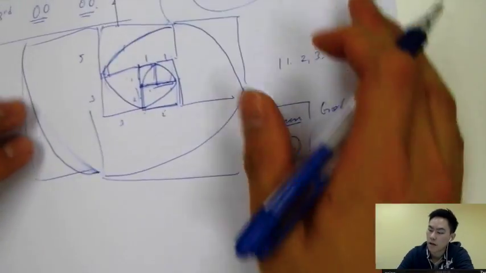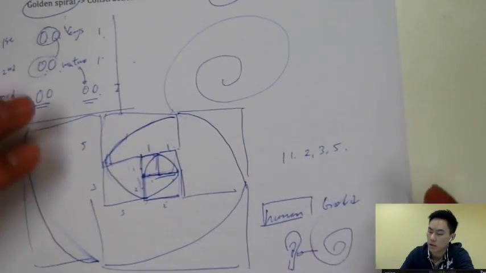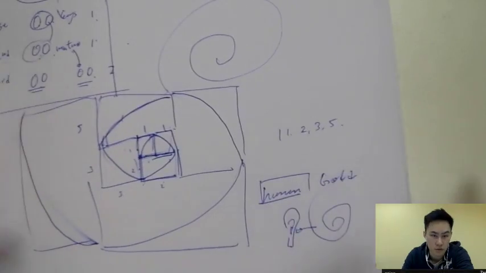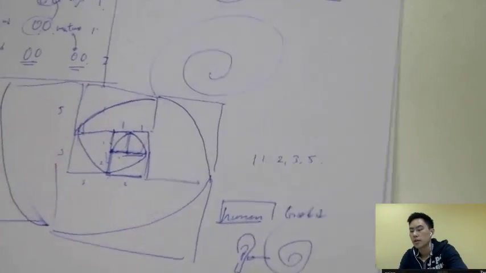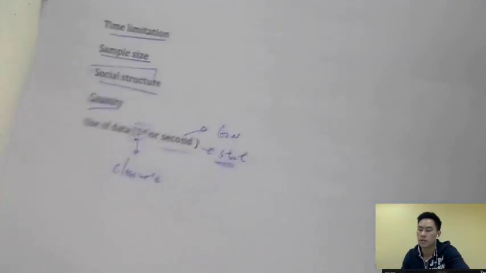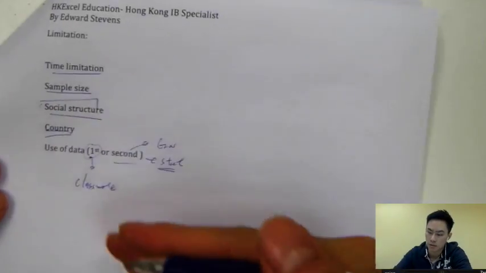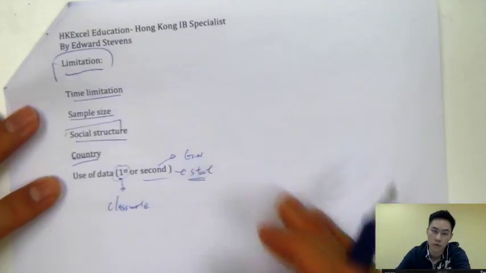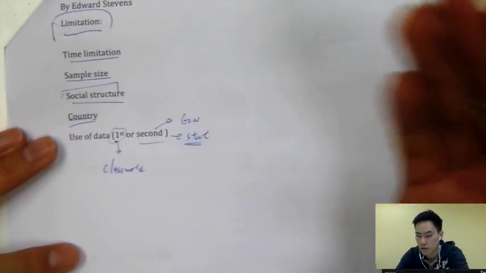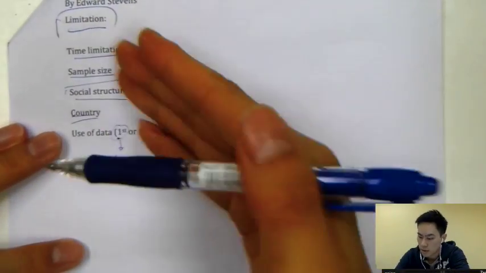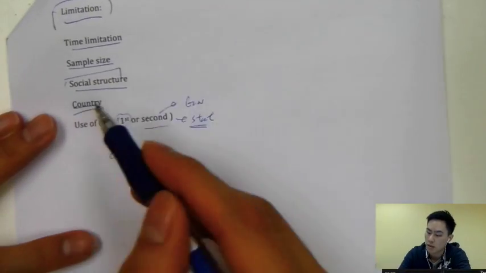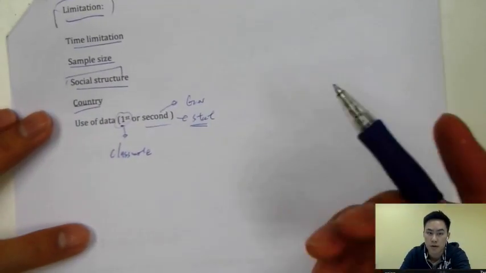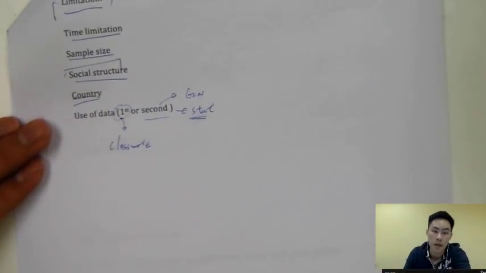After you write all this, and also the explanation, then your IA is done. The last page here is the limitation. I've just mentioned this in the first page already. Finally, you have to say that your investigation has time limitation, sample size, and social structure change. Different country, different standard, right? And finally, first hand and second hand.